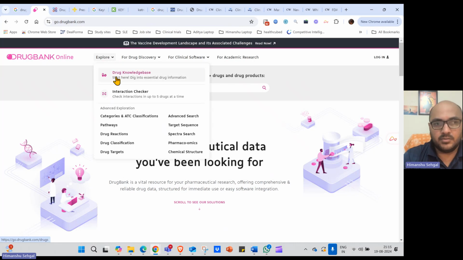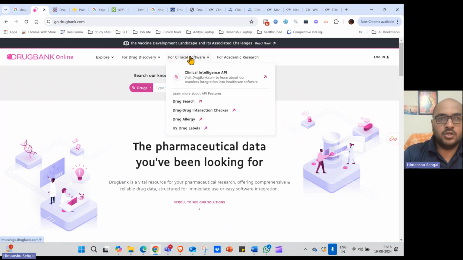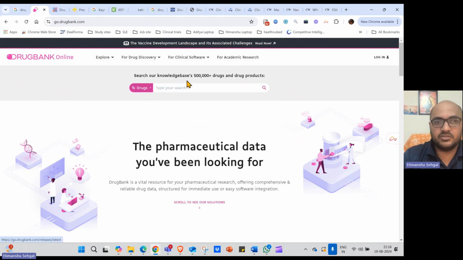A drug knowledge base is there. Then an interaction checker is also there. As a free version, it will check only 5 drugs' interactions at a time. We probably will not touch upon this today because today we are talking only about drug profiling, but other details about drugs we will discuss in one of our next calls. This website has many different options for academic research and so on. So let's just go with drug, very basic.